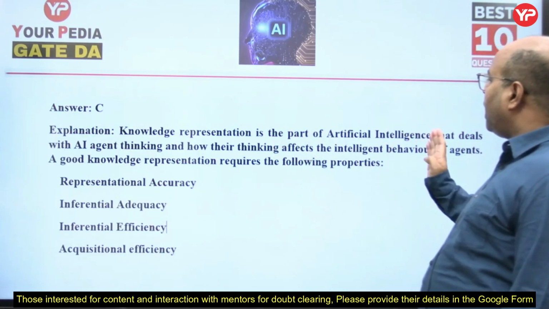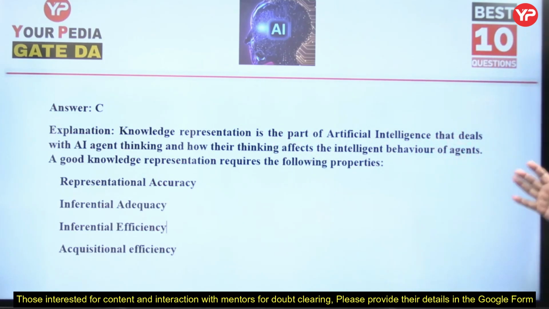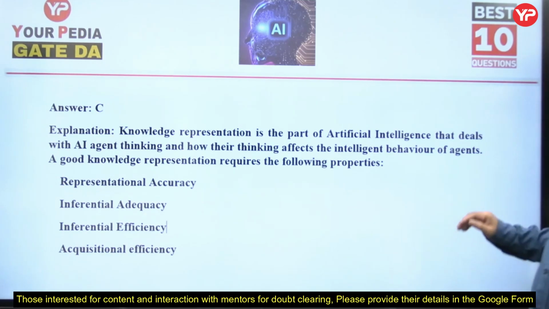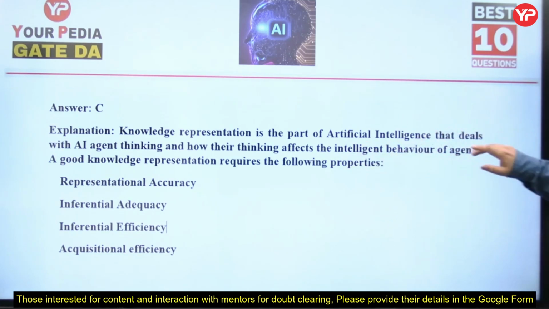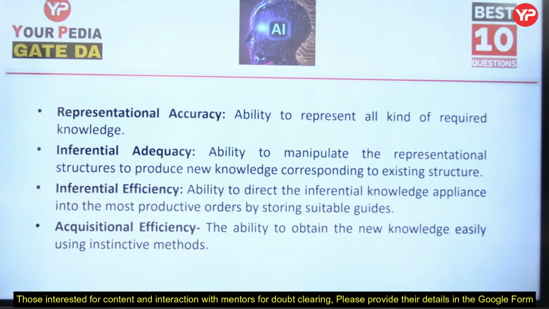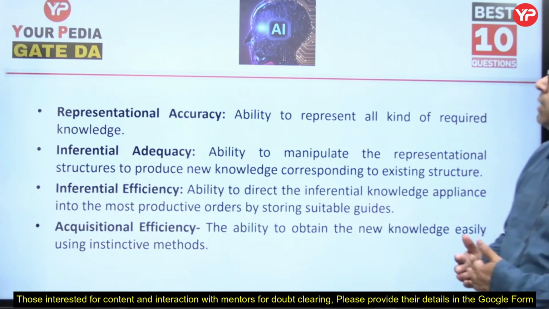Knowledge representation is a part of artificial intelligence that deals with AI agent thinking and how their thinking affects the intelligent behavior of agents. So these four properties are required: representational accuracy, inferential adequacy, inferential efficiency, acquisitional efficiency. So representational verification is not here. So that's the answer.